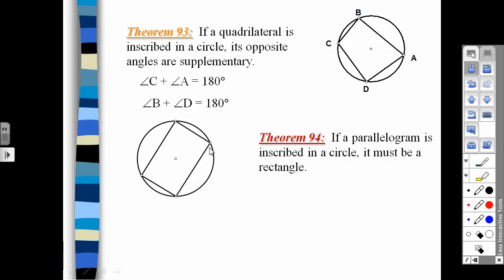Because if it's a rectangle, then you've got right angles, you can draw the diagonal, get right triangles, do all that fun stuff that we learned from chapter 9. All right?